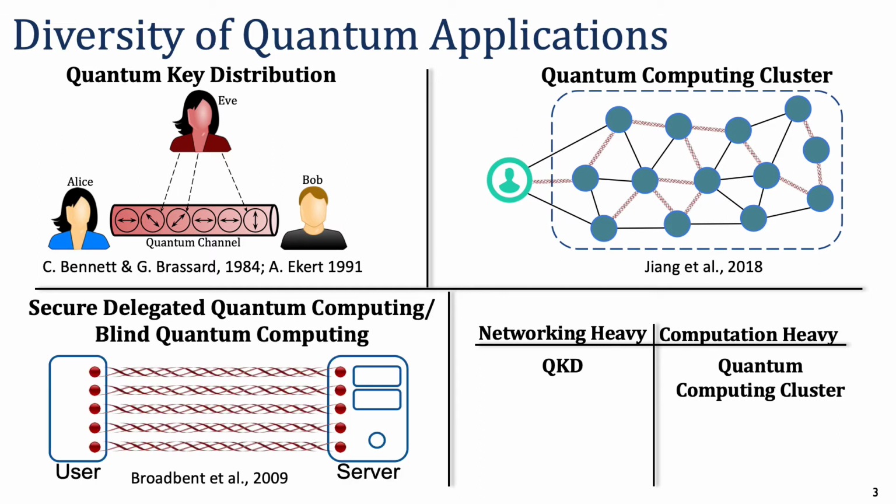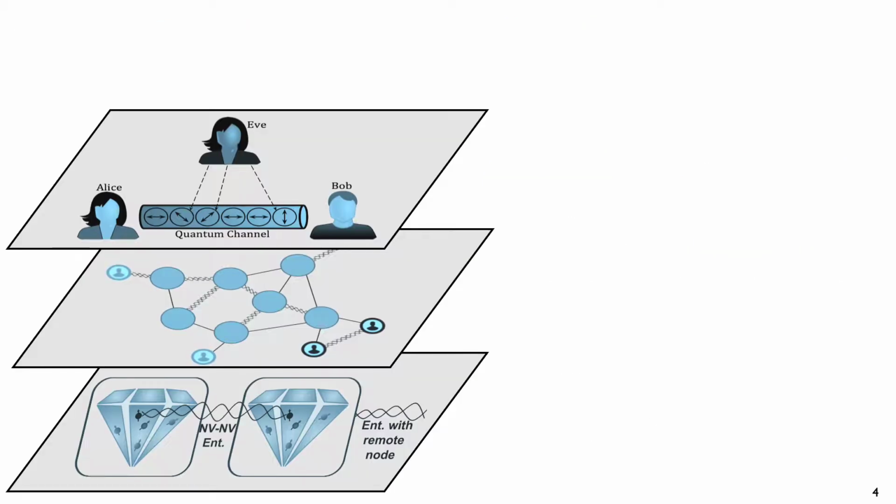We also have secure delegated quantum computing, or blind quantum computing, which, like quantum key distribution, will need to connect two nodes separated by a large distance, but which also involves a fair amount of computation, so this application may be considered both networking and computation-heavy. So going back to our distributed quantum application stack picture, we can try to be more explicit about the types of operations that take place and introduce some terminology.